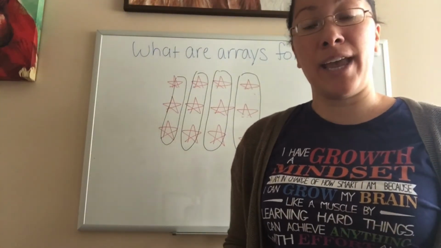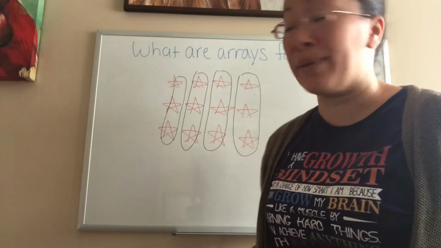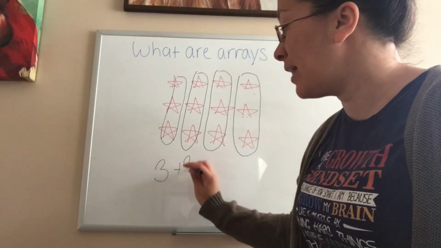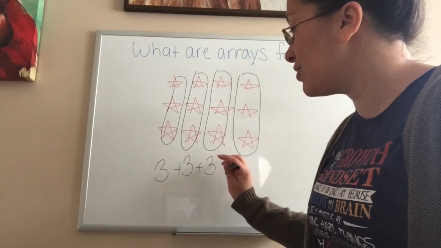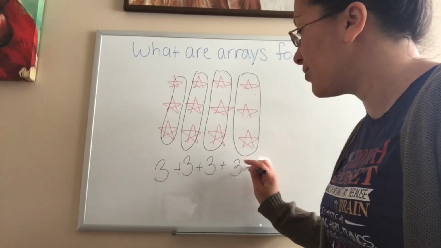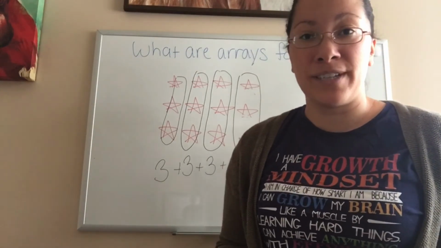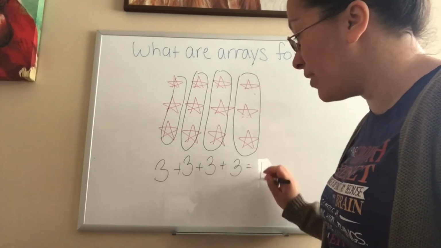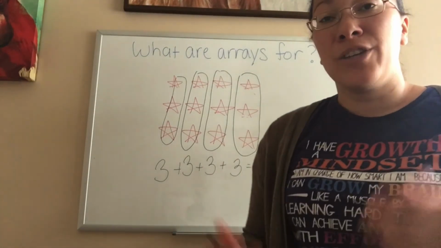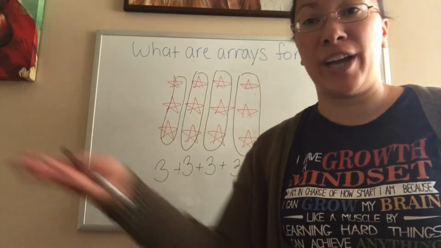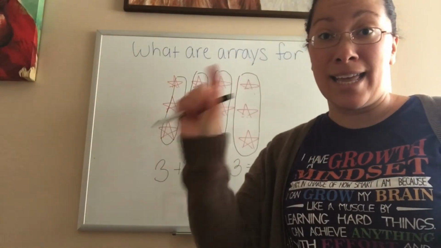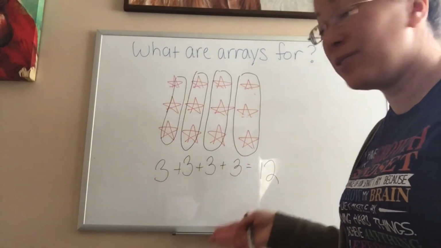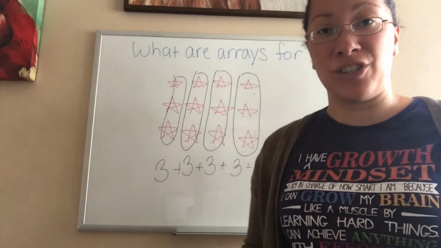So now I do the same thing and I count, well, how many stars are in each column? And then just by looking at it, I can see that this column has 3, this column has 3, this column has 3, and this column has 3. Now obviously the number of stars hasn't changed, and if I add up 3 plus 3 plus 3 plus 3, I will also get 12. So there's 2 ways that we can figure it out. We can look at our rows and add those together, or we can look at our columns and add those together to get our answer to our repeated addition sentence.